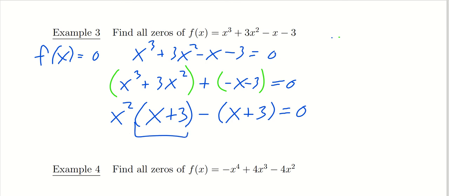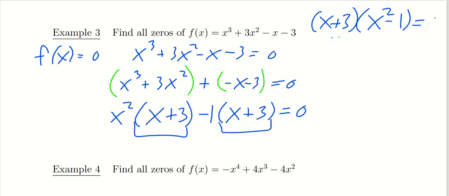Now that we're here, we see that both expressions have a common factor of x plus 3. So we can factor that term out. And what we're going to be left with is x squared minus 1 equals 0. So we were able to factor it according to factor by grouping. But notice that this factor here can be broken down even more. That's the difference of squares.